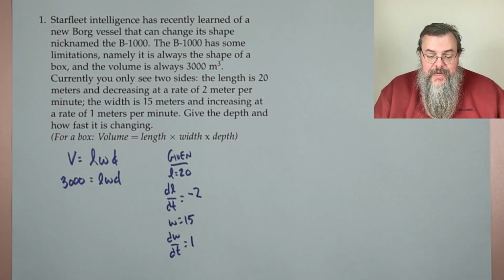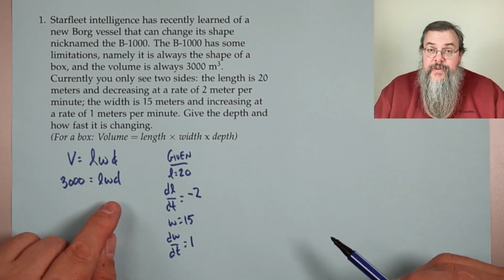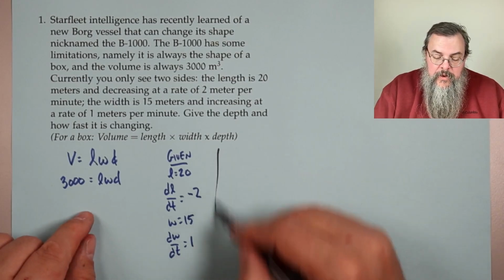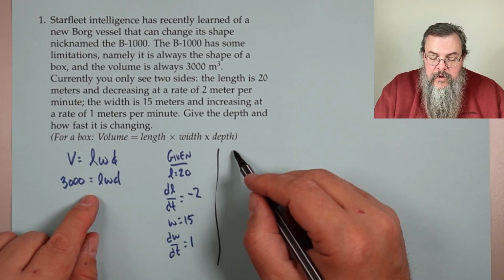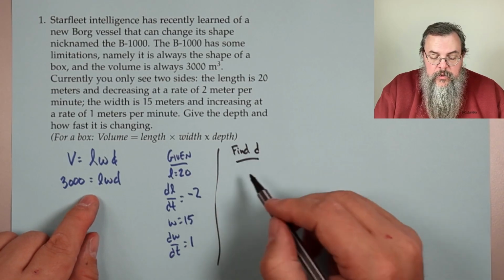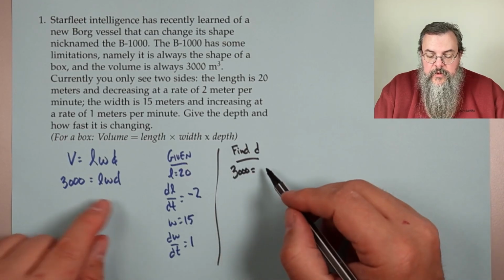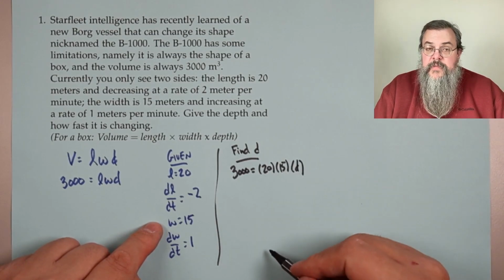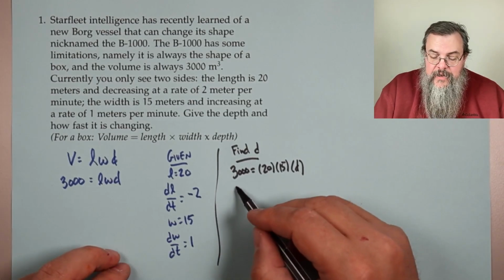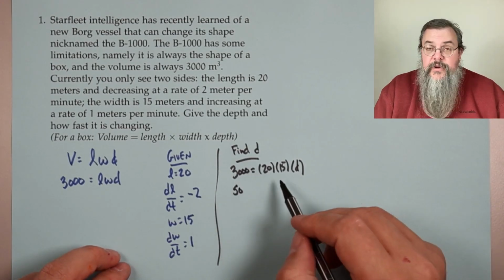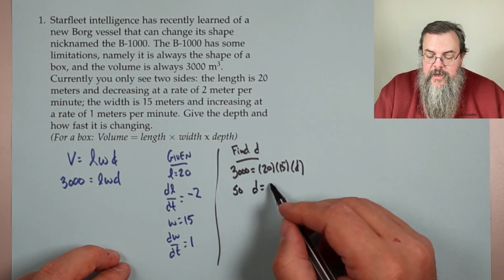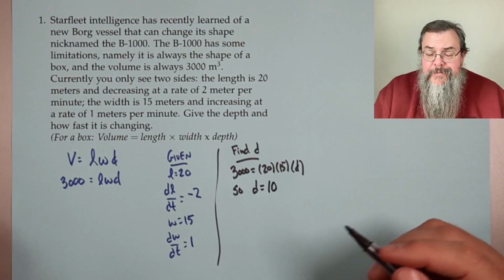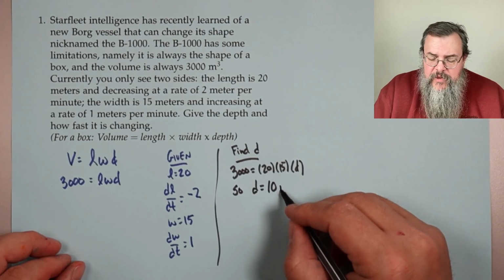Now, we can use this to answer some questions pretty quickly. Namely, what is the depth? Well, we know 2 out of the 3, so we just plug it in. All right, so we find the depth, find D. We can say 3,000 is equal to 20 times 15 times our depth D. Well, 20 times 15 is 300, and that says then that 3,000 equals 300 times D, so D must be 10. Okay, and in fact, we can even say more. It doesn't ask for units, but they often do. So depth equals 10 meters.